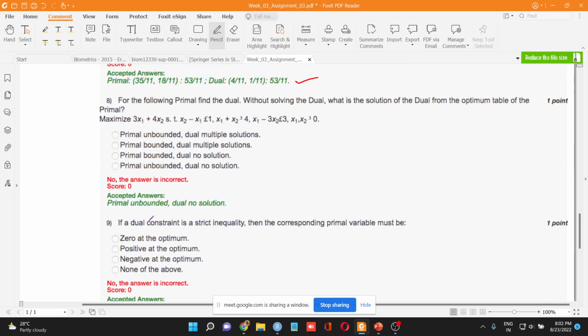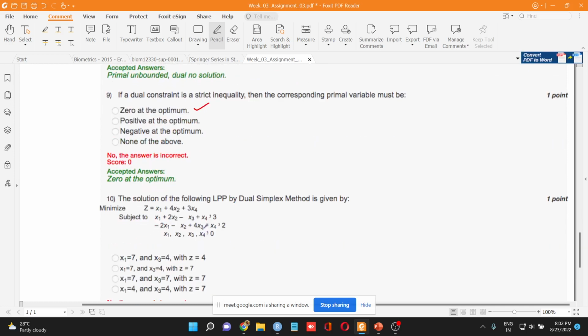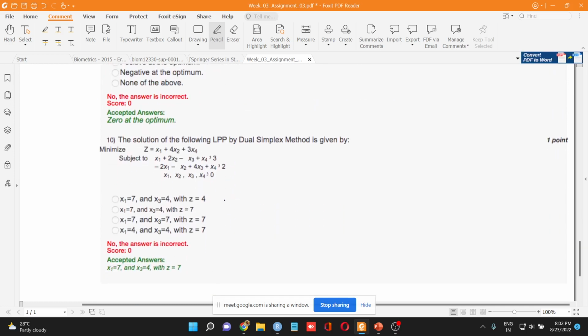And finally, this is another question: if a dual constraint is a strict inequality, then the corresponding primal variable must be positive, negative, 0, or none of these? This is also one of the slackness conditions. Zero, this would be the answer. This question was solved in the dual simplex method. The answer would be this way. Just cross-check these answers.